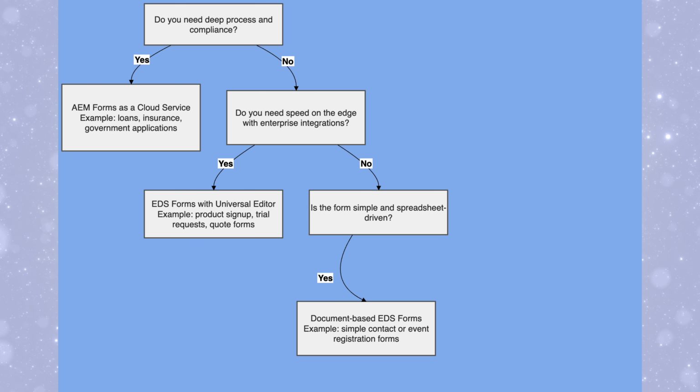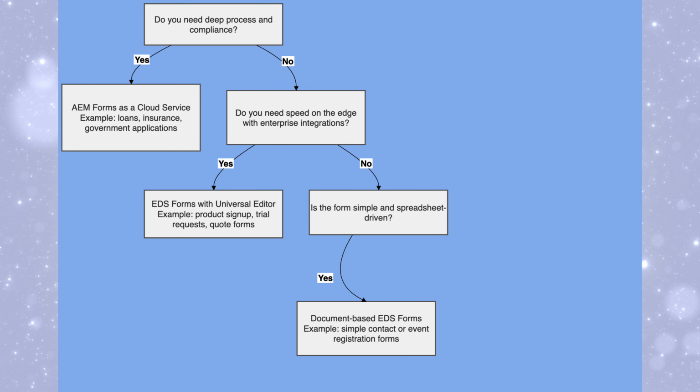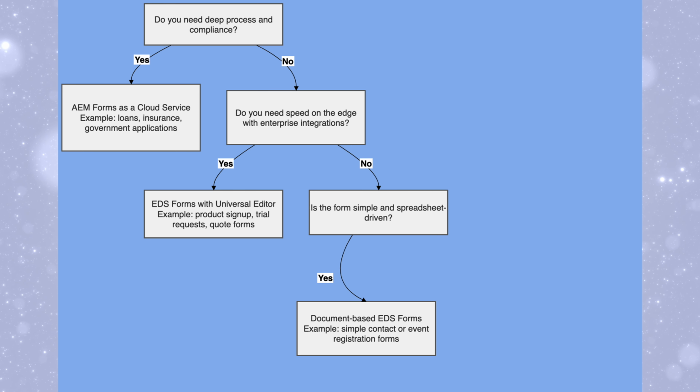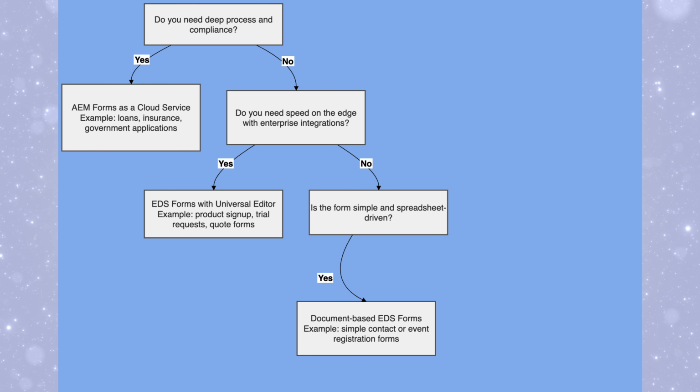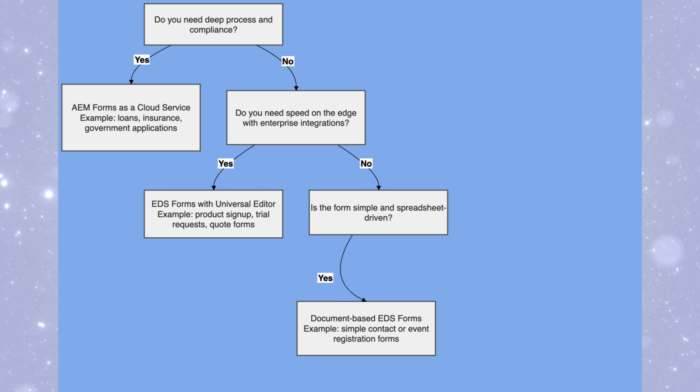The other ask could be, is this a simple business-owned form where you need Excel or Google Sheet to primarily use it for the authoring by the business team? Is the form simple? A few fields, no heavy logic, no compliance requirements? Is sending submission directly to a spreadsheet good enough? Do you want something that marketing can own end-to-end? If the answer is yes, then use document-based EDS forms. And the typical example could be basic contact forms, short-lived campaign, event registration, etc.